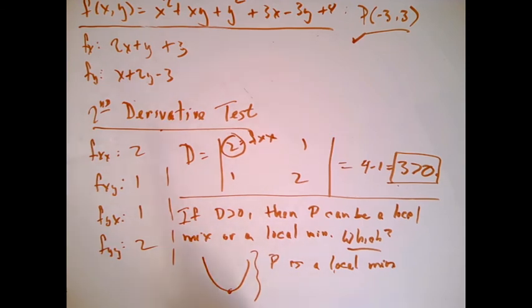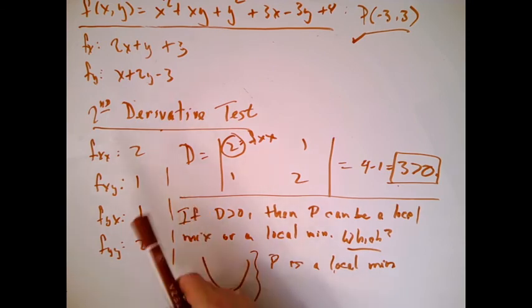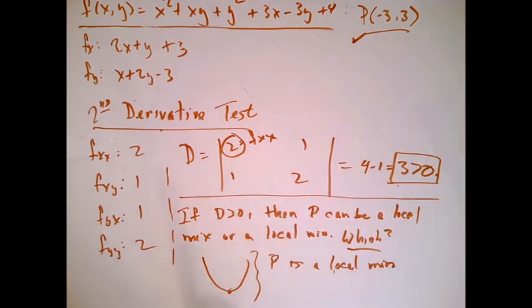Now recapping, we took the partial derivatives, we set them equal to 0, we made sure they're all defined, and we got one critical point. The second derivative test then says, take all four second derivatives, make a little determinant out of it, and then plug in P. In this case, we got a determinant bigger than 0. Now, if the determinant's bigger than 0, according to the second derivative test, two things can happen. It can be a local max or a local min.